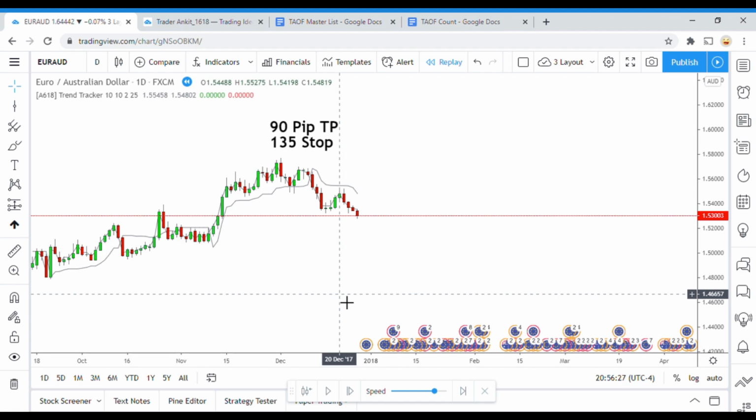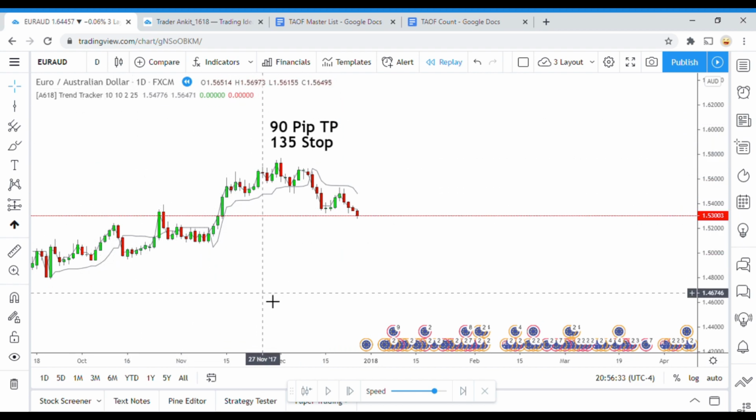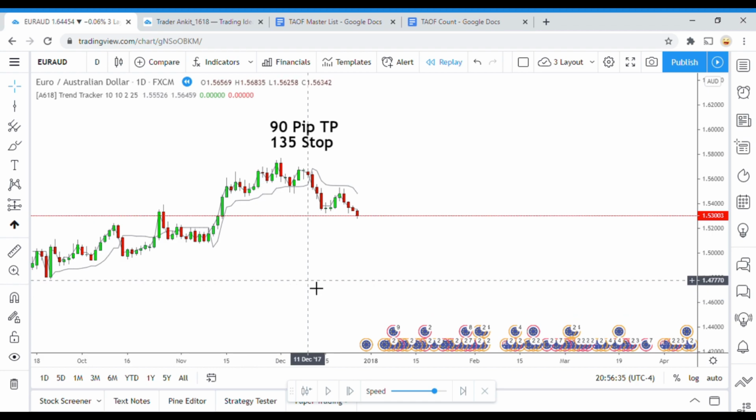All right, now that all that is out of the way, once again, trend tracker is today's indicator. It is a TradingView member created indicator, and there will be a link down below in the description to this particular indicator.